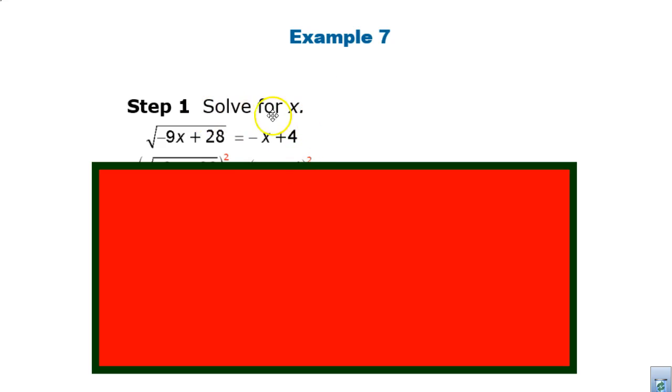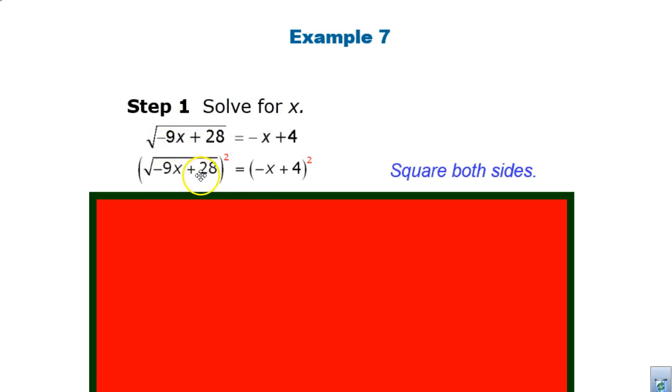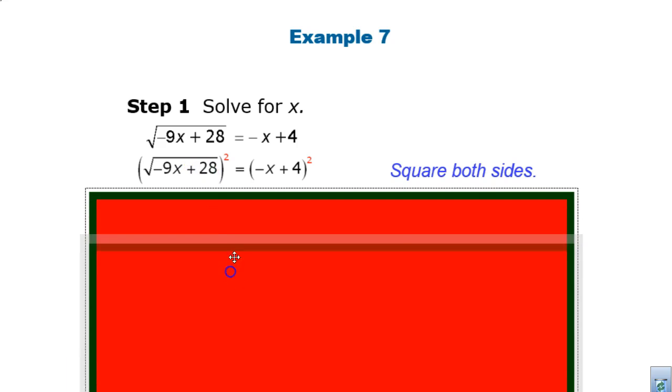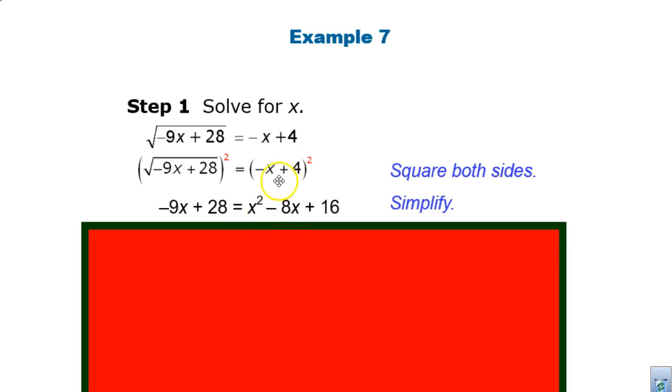Example 7, one more example like the ones we've been looking at. We're going to square both sides since the radical is already isolated. And that gives us negative 9x plus 28 equals x squared minus 8x plus 16.